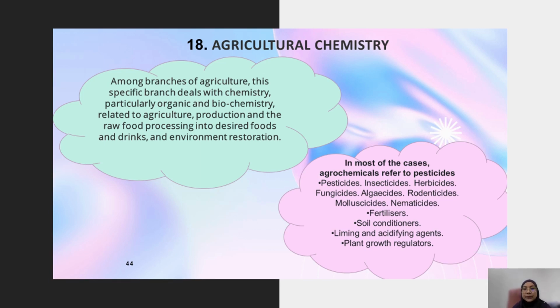Basically, agrochemicals refer to pesticide, insecticide, herbicide, fungicide, fertilizer, soil condition, liming and acidity, and plant growth regulator.